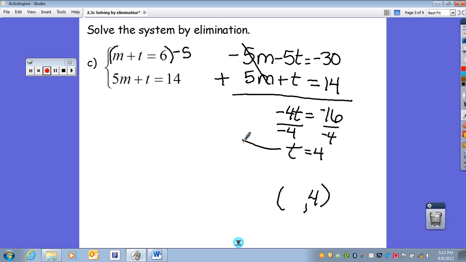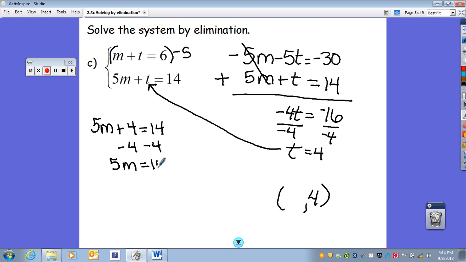Now I'm going to take the 4 and I'm going to plug it into one of the equations. Doesn't matter which one. I'm just going to do the second one this time. So I have 5m plus 4 equals 14. Substituting the 4 for t, I'm going to subtract 4 from both sides so that I can solve for m. So 5m equals 10. I'm going to divide both sides by 5. M is equal to 2. That's the other part of my ordered pair, which is the solution to my system.